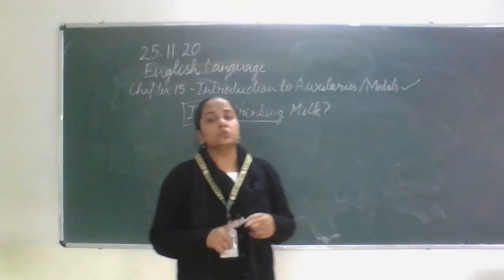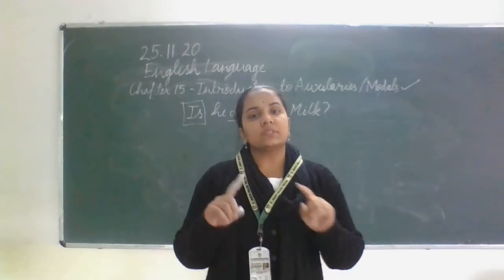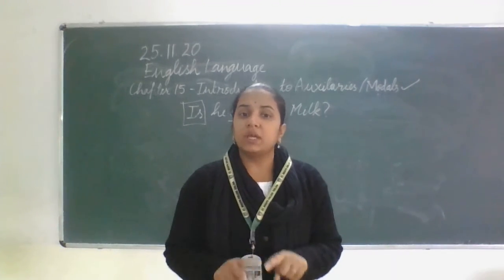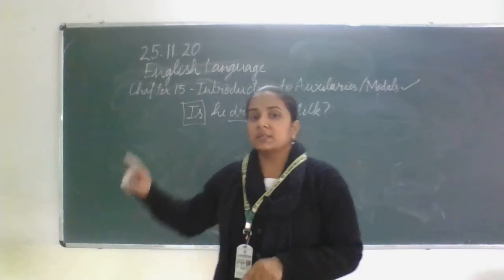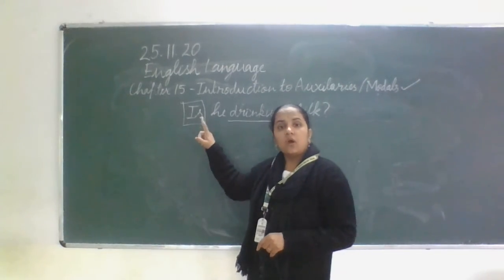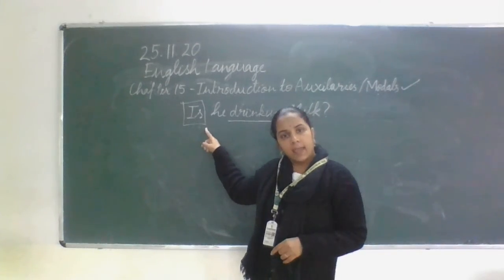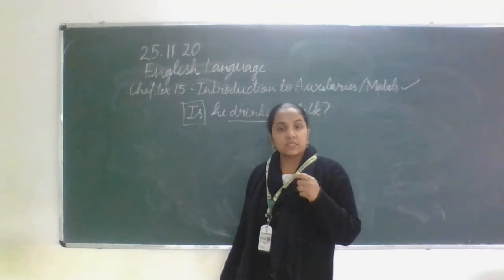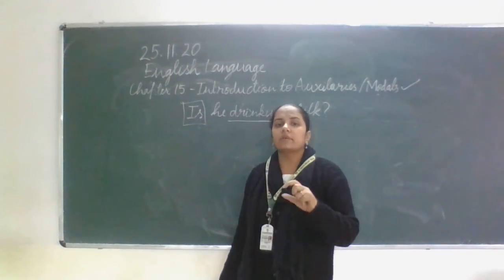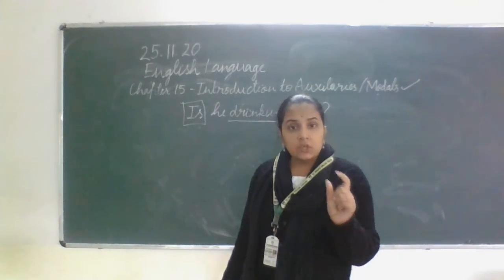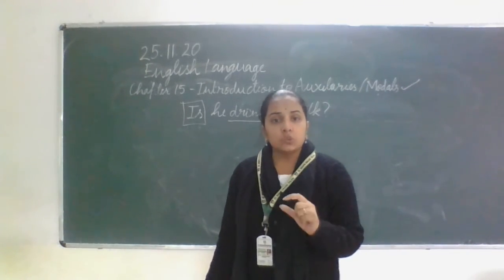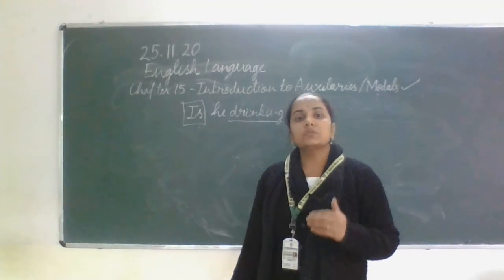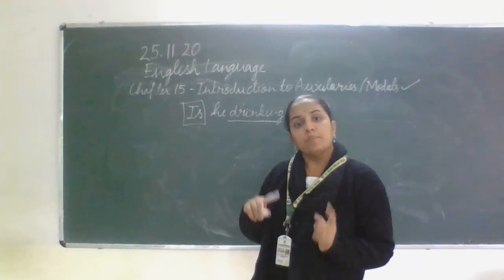So we can use the auxiliary verb before the subject of the sentence to make it an interrogative sentence, or to make it a question. We can start the sentence with the help of the auxiliary verb or the helping verb. Or to make a sentence negative, we can use the auxiliary verb before the word not. Not denotes negation, that it is a negative sentence.